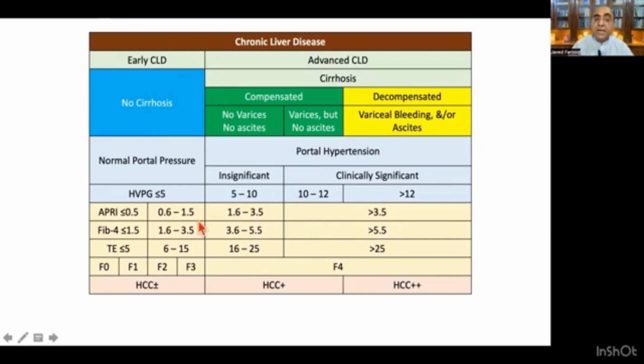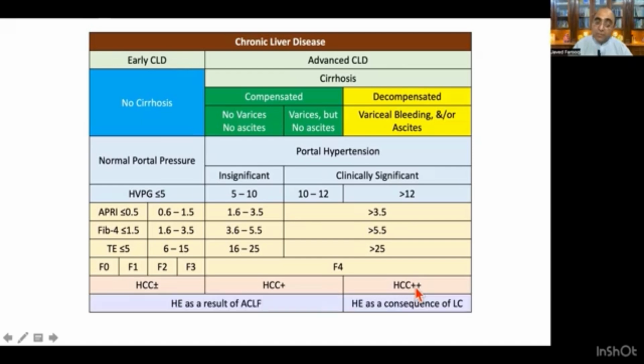And remember that in the non-cirrhotic stage, HCC may or may not happen. In compensated cirrhosis, HCC does occur, but decompensated cirrhosis is a high-risk group for HCC to develop. Then, coming to HE or hepatic encephalopathy, in non-cirrhotic patients or in compensated cirrhotic patients, HE can happen, but this will be as a result of acute-on-chronic liver failure, while in decompensated cirrhosis patients, it appears as a consequence of liver cirrhosis.